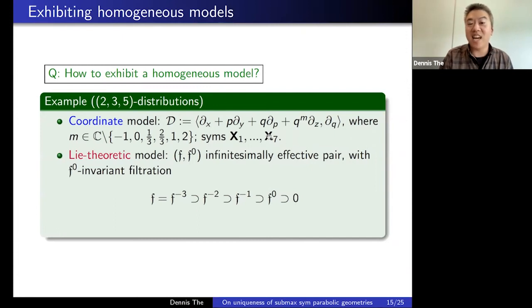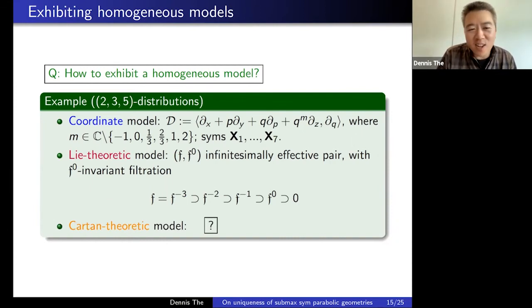So just take the Lie algebra generated by this, and then F0 would be the isotropy at a chosen generic point. Okay, these are homogeneous models. This is an infinitesimally effective pair in that the isotropy representation of F0 on the quotient, F mod F0, is faithful. Okay. We have an F0 invariant filtration. In general, you're going to have higher parts, but remember, 2, 3, 5 is prolongation rigid, so things stop right here. But actually, there's another way of describing this.